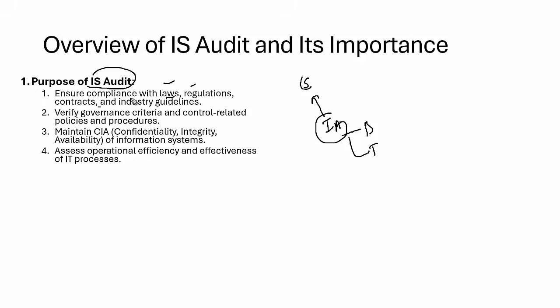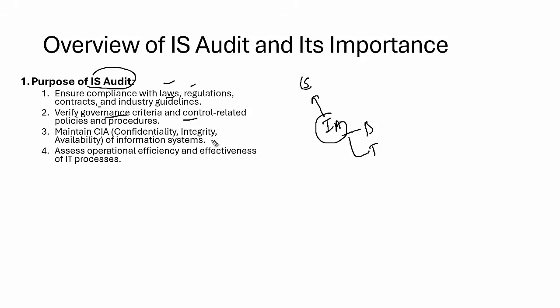So the purpose of information audit is to ensure compliance with law, regulation, contracts, and industry standards. We also need to verify the governance criteria, and we need to ensure the controls are in place. Let's say, for example, someone has committed that they're following an incident management process. An incident management process itself is a control. So we need to validate whether they're following it effectively. Are they closing the incident in 2 days? Do they follow the process? So these processes are the controls. So we need to verify.